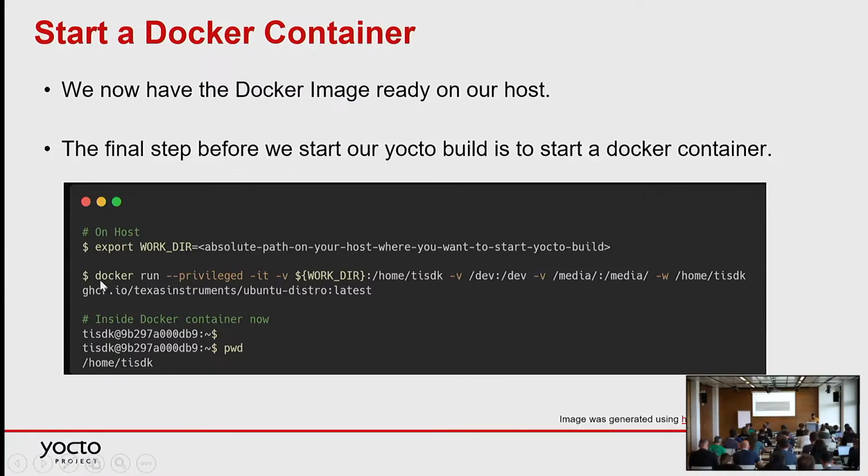I will set it to a work directory, and I will mount the path which is on my host to /home/tsdk, which is in my container. Then the docker run command with the Docker image is what I need to do to start a container. And as soon as I run that, I am inside a container.